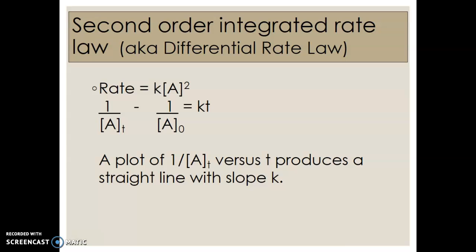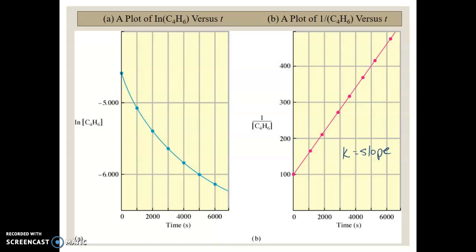That is 1 over your final concentration minus 1 over your initial concentration is equal to your rate constant times the time. A plot of 1 over your final concentration versus time produces a straight line with a slope of K. This is the only straight line plot that will produce a positive K value for your slope. So that's one easy way to identify that graph.